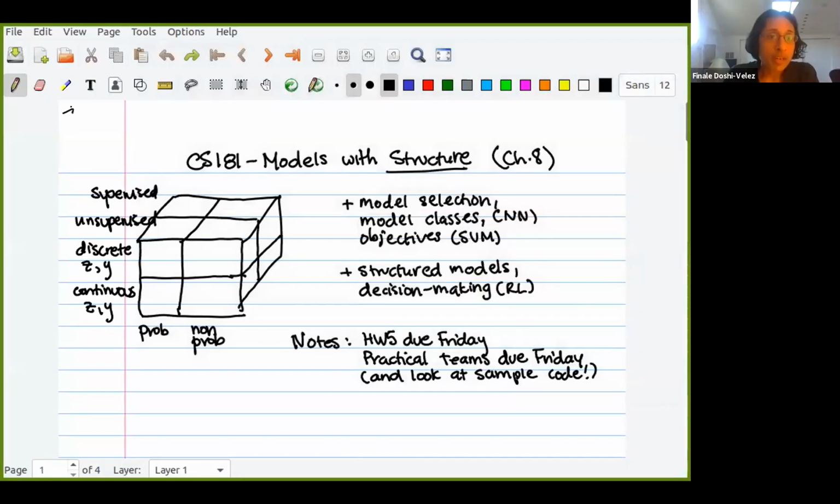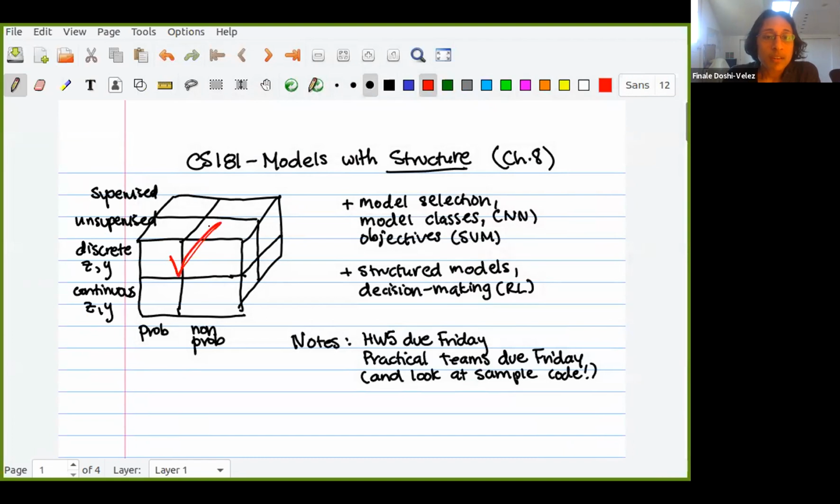All right, so here we are. So where are we in the semester, right? As I said, we're getting close to the end of the semester. We have basically gone through this cube of supervised, unsupervised, discrete Z, discrete Y, continuous Z, continuous Y, probabilistic, non-probabilistic. So we've gone through a bunch of stuff here.